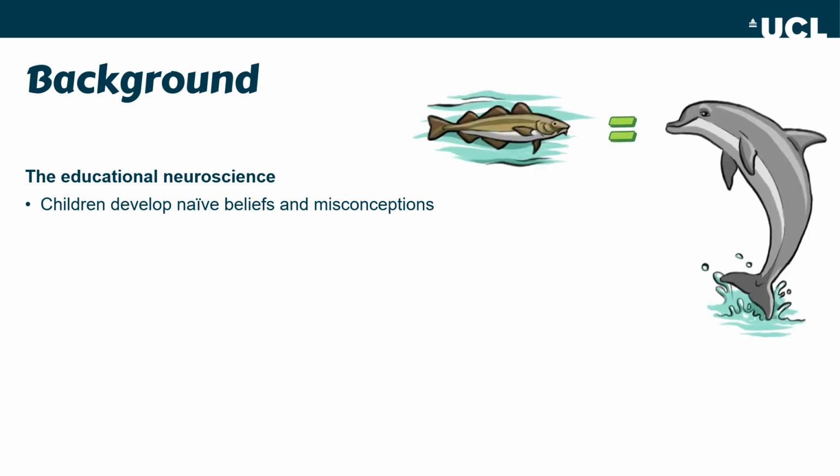This was an educational neuroscience-focused project based on a very simple idea. Children develop naive beliefs and misconceptions as they interact in the world, and these are especially common in science and math domains. For instance, they see that dolphins and fish have many similar physical characteristics and live in the same habitat, so they may intuitively classify dolphins and whales as types of fish.